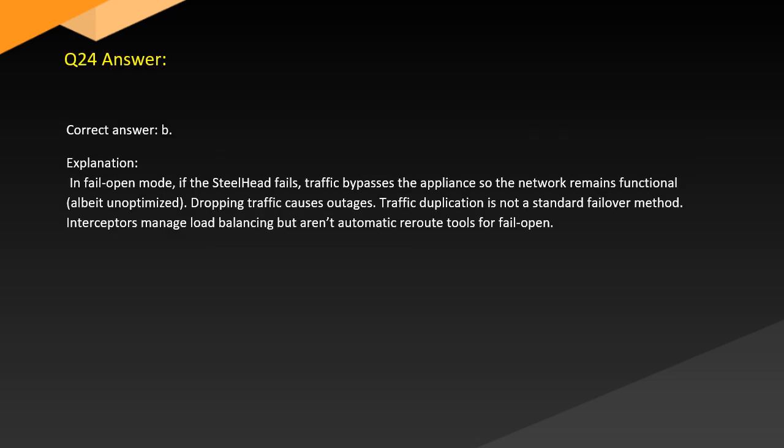Answer. Correct answer: B. Explanation. In fail-open mode, if the Steelhead fails, traffic bypasses the appliance, so the network remains functional, albeit unoptimized. Dropping traffic causes outages. Traffic duplication is not a standard failover method. Interceptors manage load balancing but aren't automatic route tools for fail-open.